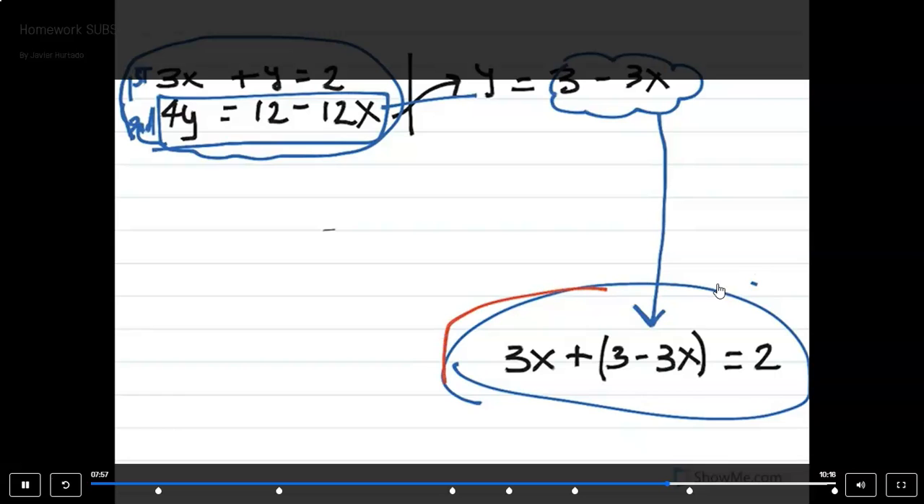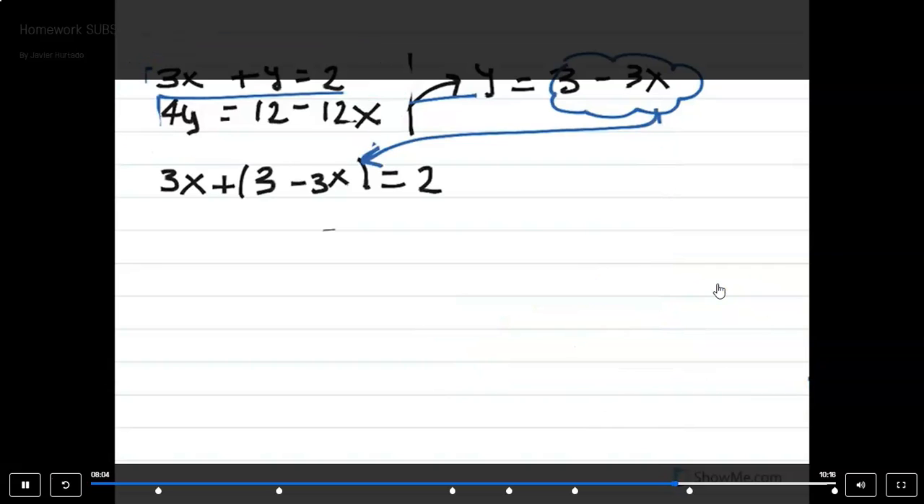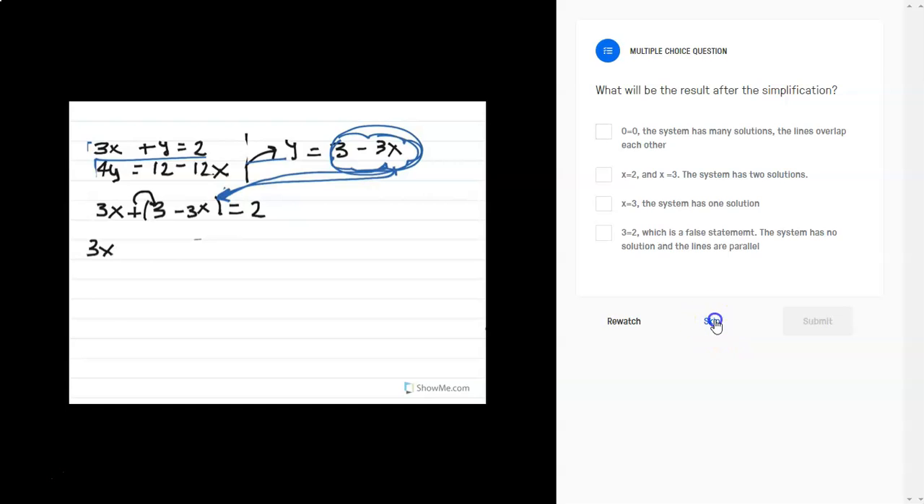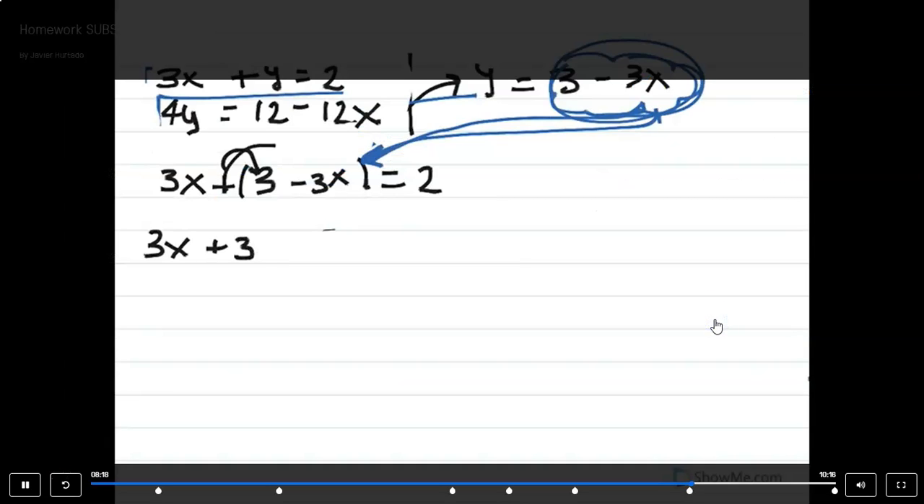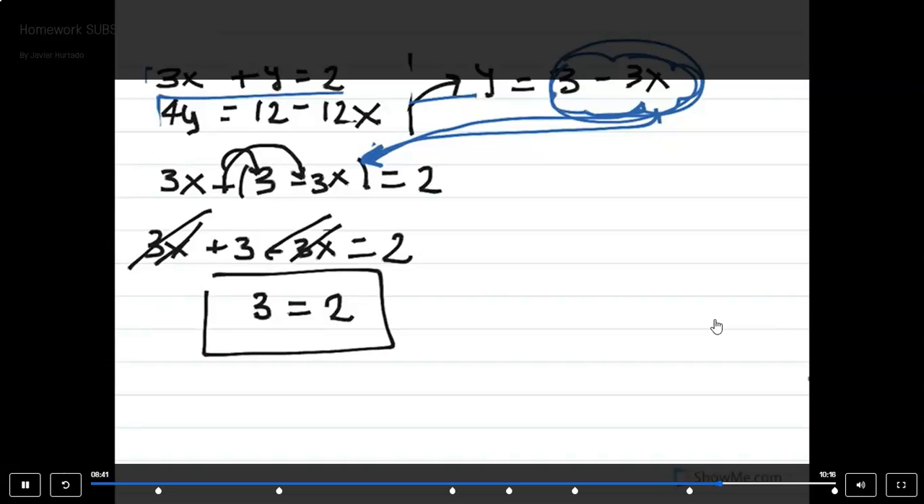So now that you know what we did, I'm going to continue. I'm going to solve this equation here and simplify to see what the result is. So I'm going to plug in the blob into my equation and simplify. Let's do it. I'm going to have 3x, then positive by positive gives me positive 3. Positive by negative gives me negative 3x, and in this way I make the parentheses disappear, and this is going to be equal to 2. So now I have 3 positive x that cancel out with 3 negative x, and as a result I have that 3 is equal to 2.